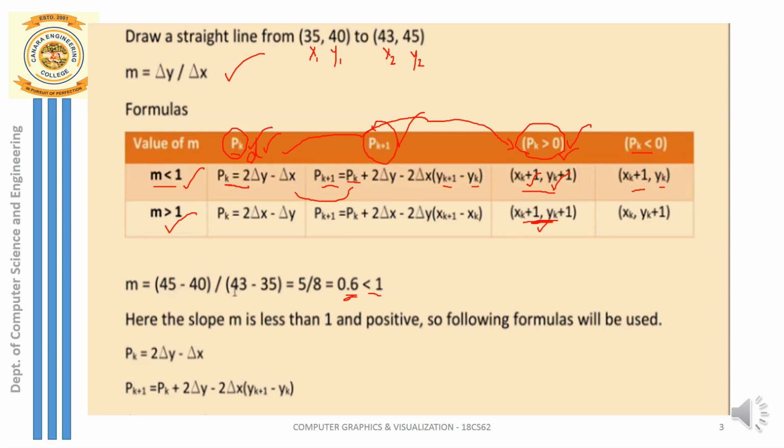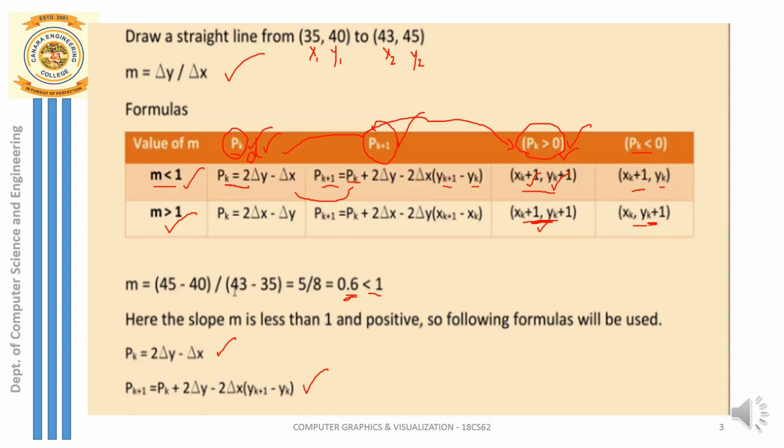Suppose the decision parameter that you have calculated is negative. In that case, you're supposed to calculate xk, keep the x coordinate as it is, but you have to increment only the y coordinate. So this is the second case, where the slope of the line is less than 1. I hope you are clear with these formulas now. You can just see here the formula pk and the formula pk plus 1. So let's now start solving this particular problem.